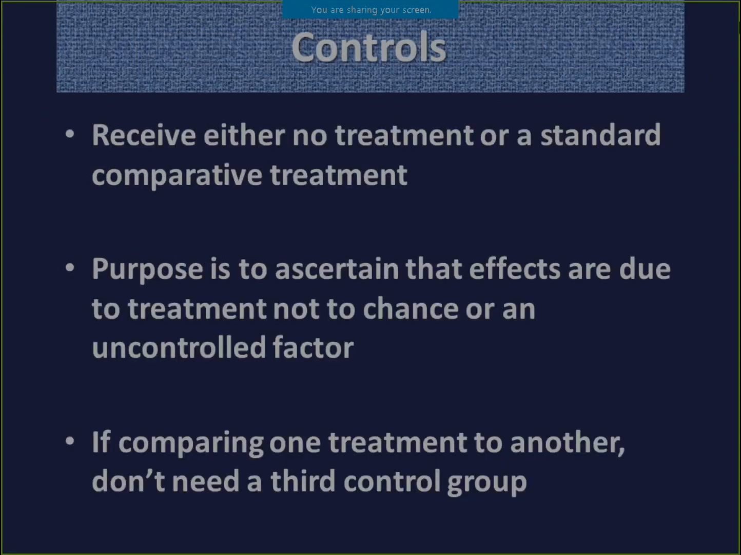Controls receive either no treatment or a standard comparative treatment. Their main purpose is to be certain that the effects that we see are actually due to the treatment and not to chance or to some uncontrolled factor. But controls are not always needed. We need to think about the purpose of the control. For example, if the experiment is intended to compare one coding to another, then we might not need a third sort of control.